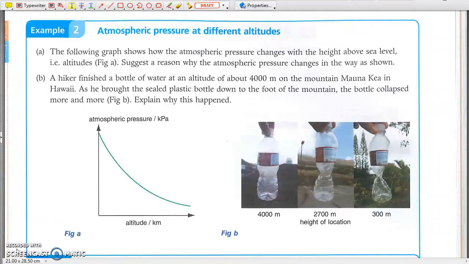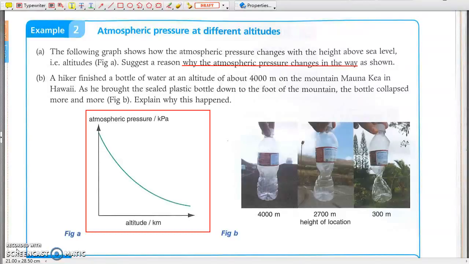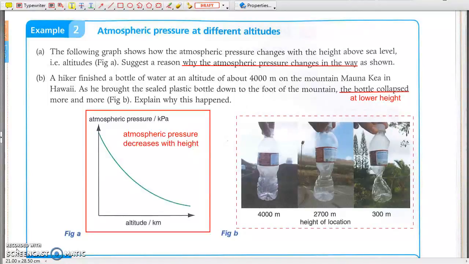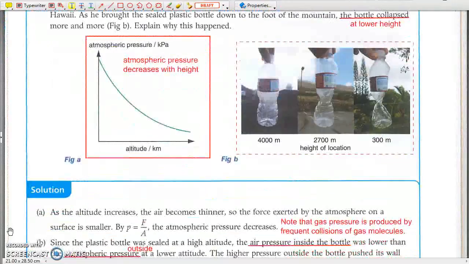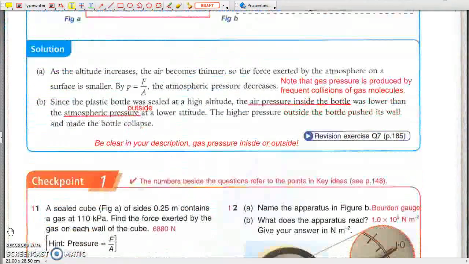Example 2. Atmospheric pressure at different altitudes. Atmospheric pressure decreases with altitude, which is height. In other words, atmospheric pressure becomes smaller at higher places. And now you should be able to explain why the bottle on the right collapses when it returns from a 4,000-meter mountain. Do check point 1 below.